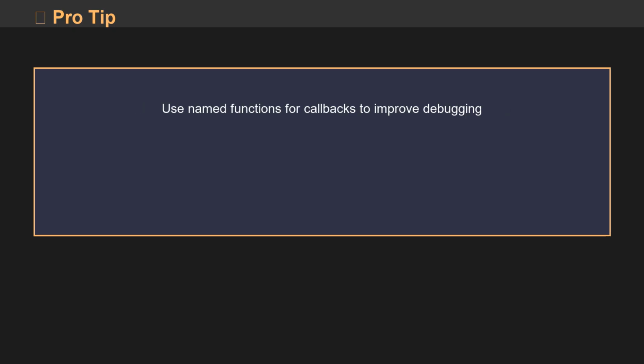Another pro tip. When writing callbacks, use named functions instead of anonymous functions. This makes your code more readable and helps with debugging. You can see the difference in the error stack traces when using named functions versus anonymous functions.